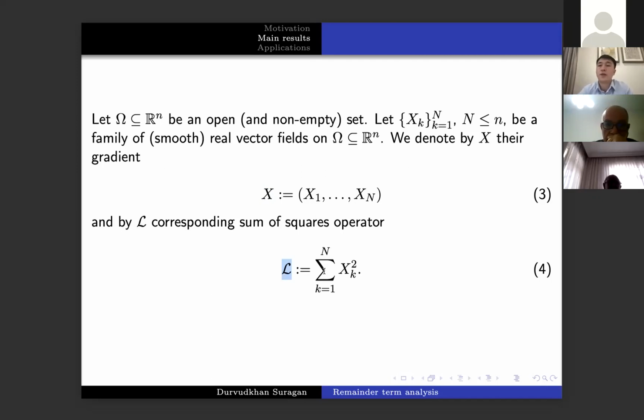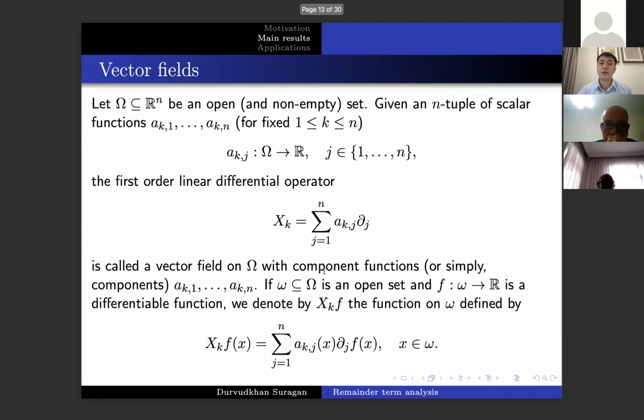In general, the paper which we wrote together with Professor Ozawa is about vector fields over manifolds, Riemannian manifolds, sub-Riemannian manifolds. But for simplicity, in this talk we will focus only on vector fields in R^n. So let's quickly recall the definition of vector fields in R^n. By a vector field we understand a first order linear differential operator.